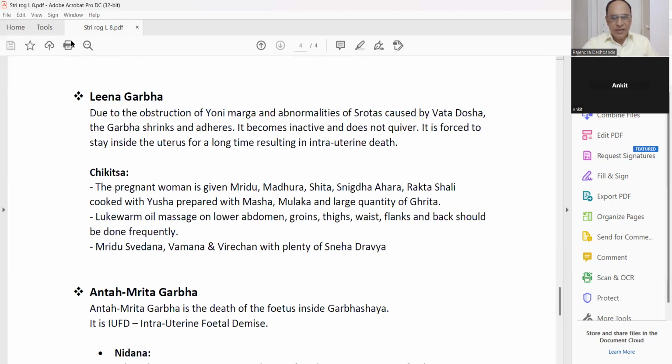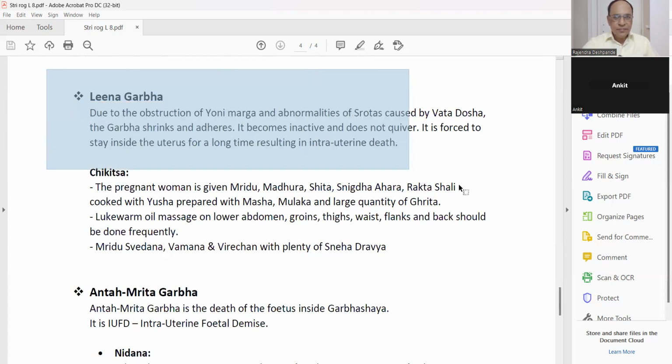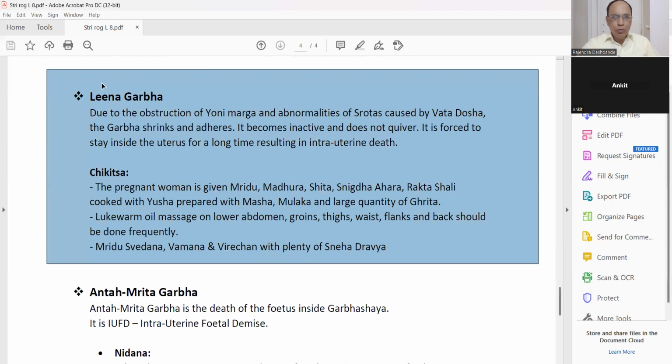Leena Garbha. Next. What is Leena Garbha? Due to the obstruction of Yoni Marga, vagina, and abnormalities of Srotasa caused by Vata dosha, the Garbha shrinks and adheres. It becomes inactive and does not quiver. It will not show any movement. It is forced to stay inside the uterus for a long time, resulting in intrauterine death, IUD. Before directly IUD, there is one stage that is called Leena Garbha.